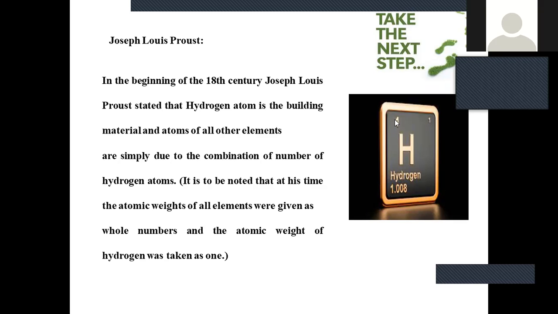That's the reason why atomic number is the number of protons, and atomic weight is protons plus neutrons. Here proton is one, neutron is zero, so atomic mass is also one, right? So what he assumed about atomic mass is exactly correct here. But the statement that all metals and all substances in the universe are made up of hydrogen is wrong, which was given by Joseph Louis Proust in the 18th century.